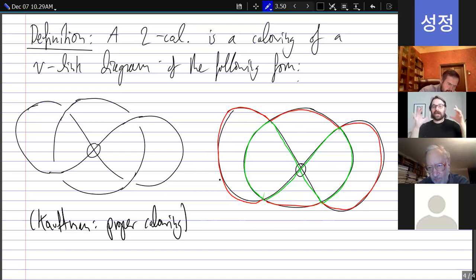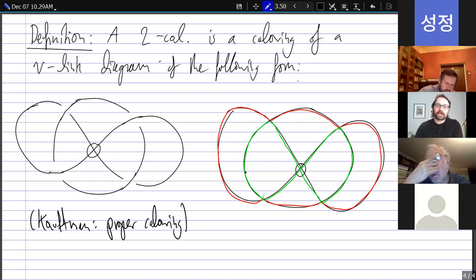The set of links that possess a 3 coloring is smaller than the set that possesses a 2 coloring, for example. So as you increase the number of colors you use, you do reduce the virtual links that you're allowed to consider. However, your invariants do get potentially stronger as you increase the number of colors. But I'm just going to talk about two colorings today.